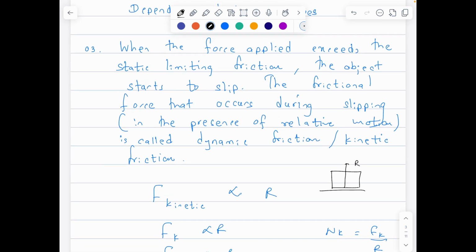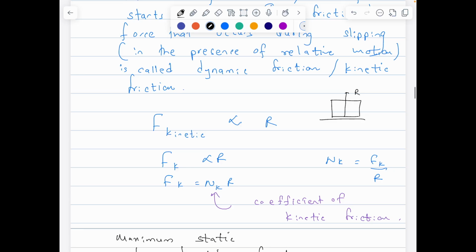Okay, so then the object starts to slip. The frictional force that occurs during slipping, in the presence of relative motion, is called dynamic friction, or kinetic friction. So the kinetic friction is proportional to the reaction again. It's beautiful. It's again proportional to the reaction. But it's equal to mu k into R. Mu k is the coefficient of kinetic friction.